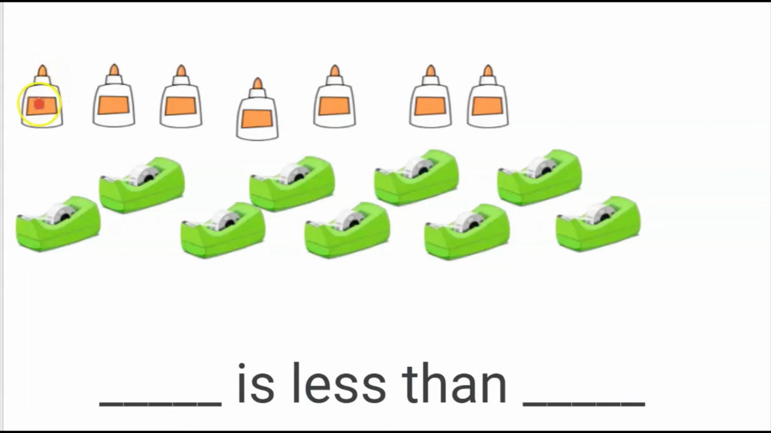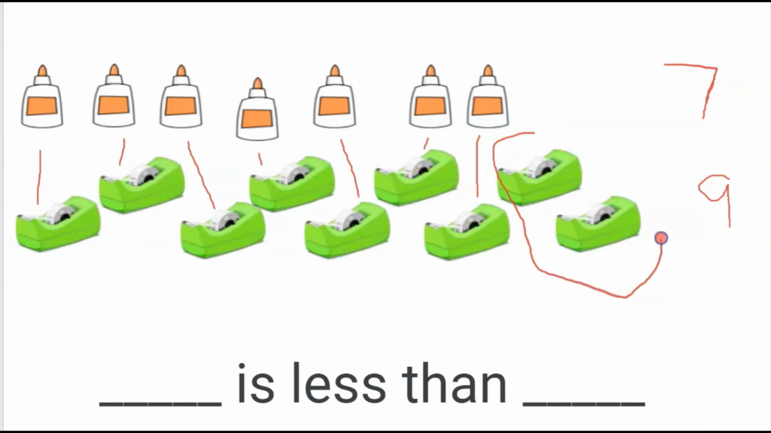Let's count the glue. 1, 2, 3, 4, 5, 6, 7. We have 7 glue bottles. 1, 2, 3, 4, 5, 6, 7, 8, 9. I know that I have 9 tape dispensers and 7 glue bottles, but I say the tape is longer. Let me use my last strategy of making sure each object has a pair to double check which one is less and which one is more. We need to fill in that sentence: blank is less than blank.